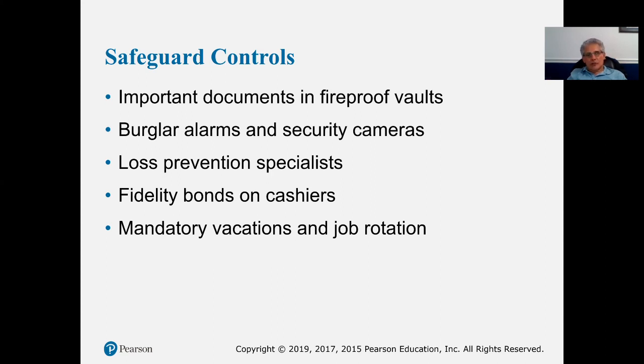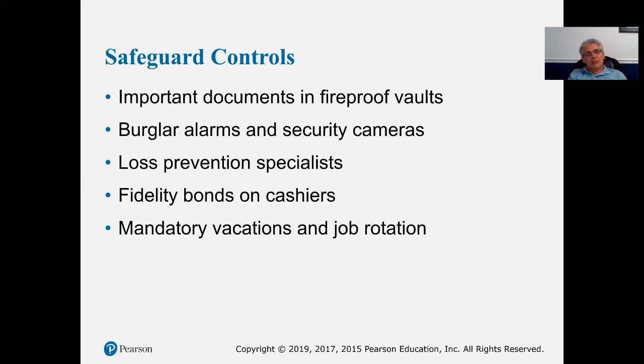That's safe. Burglar alarms and security cameras, you guys have been exposed to that and know what they can be about. Loss prevention specialists, you're talking about hiring individuals that can come in and see where there are risks. It's part of that risk assessment. You hire individuals to specifically do that. And when they see risks, they let you know so that you can use your money wisely to remove that risk or reduce the risk.